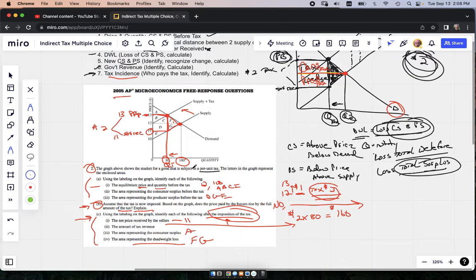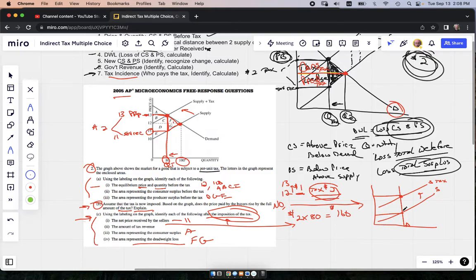And if you had studied your elasticity, the only time that the buyer has to pay all of the tax is if the demand is perfectly inelastic. If the demand is perfectly inelastic and there's a tax, the supply would shift to the left. The price would go up by the full $2 of the tax. The seller would put that amount in his pocket.